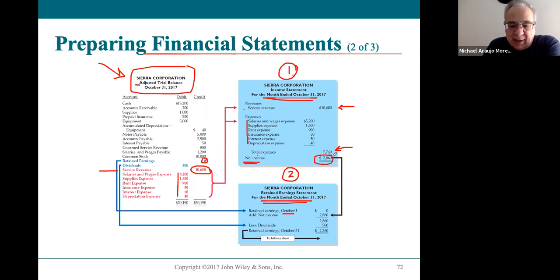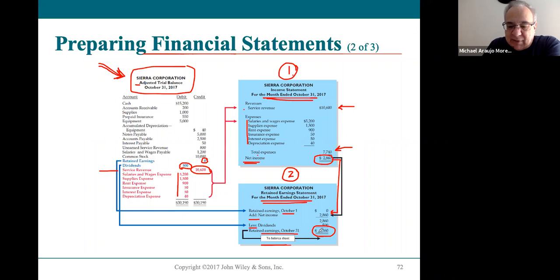We add to that the net income that we just calculated from the income statement, right? We take away any dividends paid. How do we know if there were dividends paid? You look at the adjusted trial balance. What's in the dividends account? $500. That's what was paid. So that is subtracted out. The difference on October 31st is the retained earnings balance. The net income minus the dividends, $2,360 retained earnings.